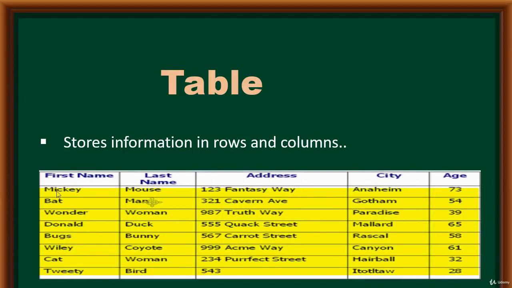So these rows are horizontal. Okay, so these are all rows. They are horizontal and they represent unique records in a table. The columns or fields are in blue and they are vertical. So age, city, address, last name, and first name can be referred to as columns or fields in a table, while the rows here are referred to as records. So each record should be unique in a table.